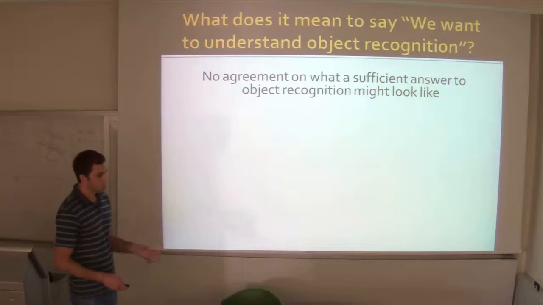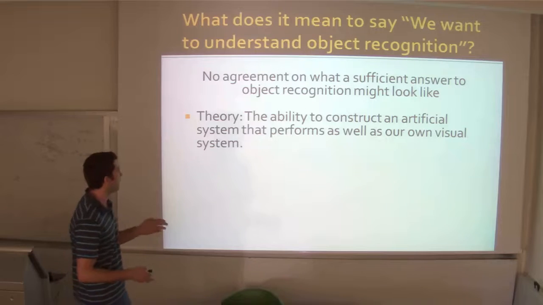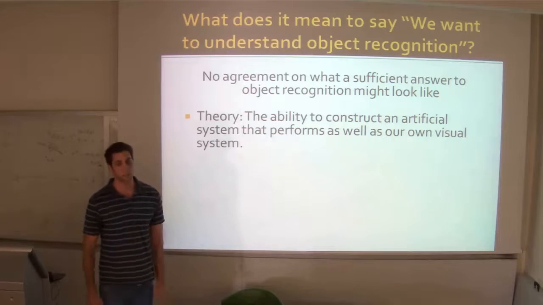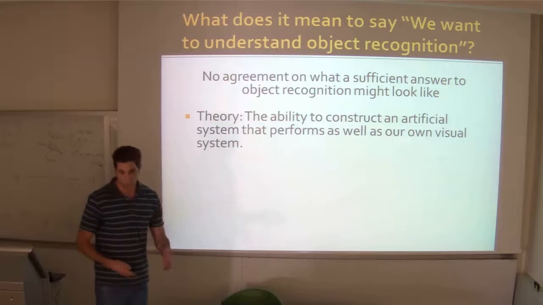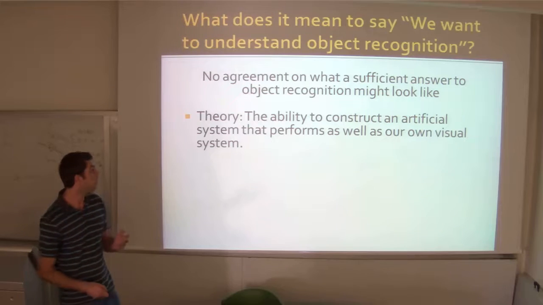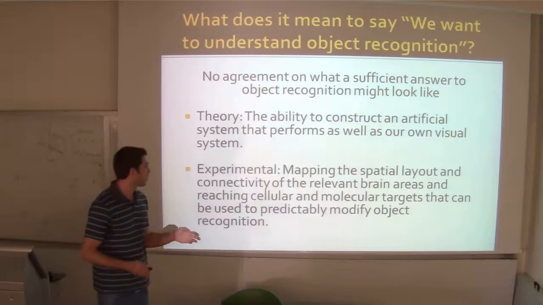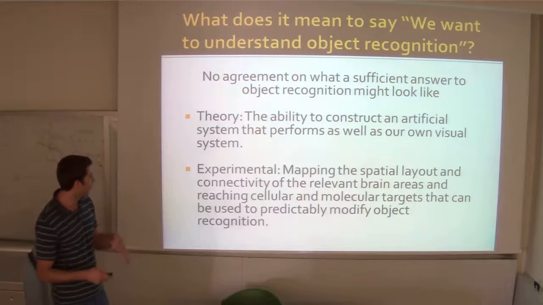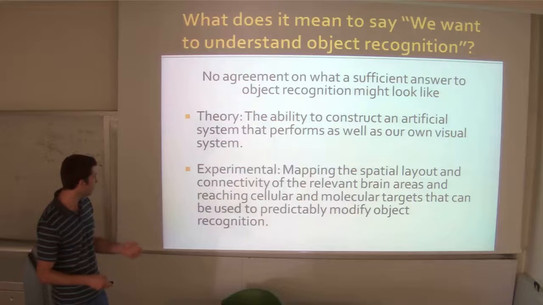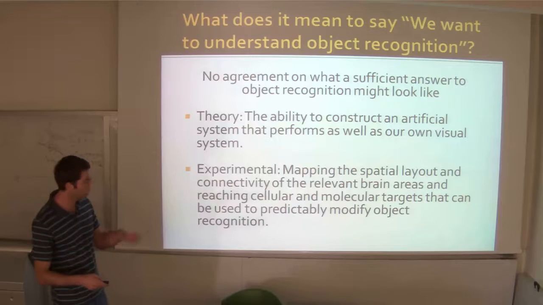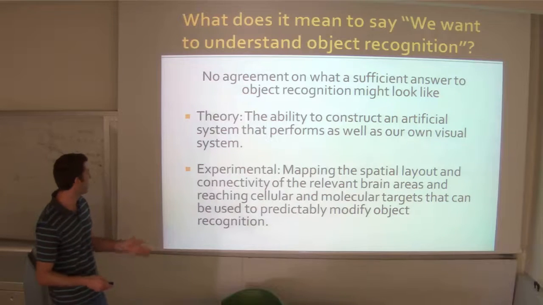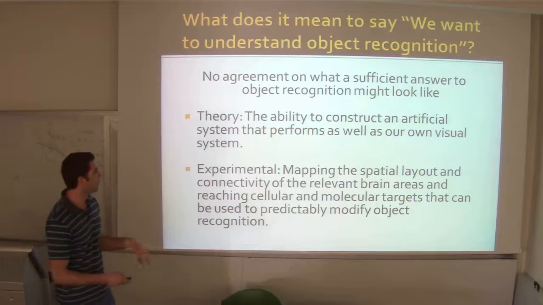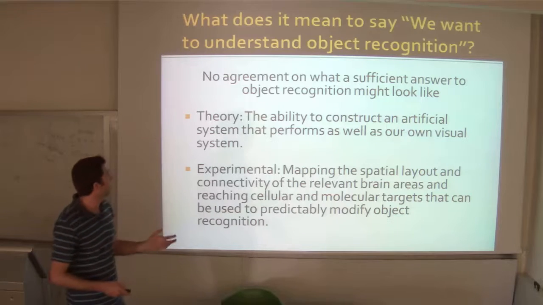There's the theoretical approach, which says the answer would be the ability to construct an artificial system that would do it just as well as we do. And there's the experimental approach, which says that we should map the spatial layout and connectivity of the relevant brain areas, reaching all the exact cellular and molecular targets that can be used for predicting. But there's no real agreement.